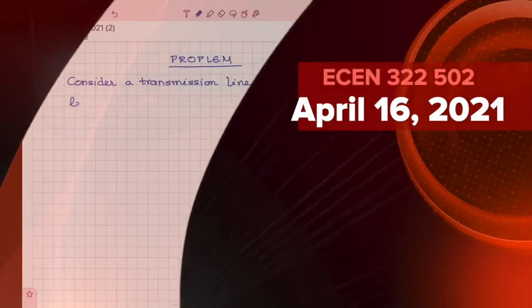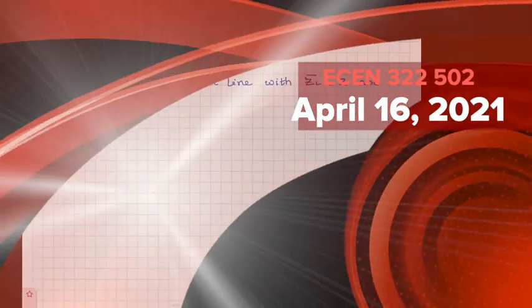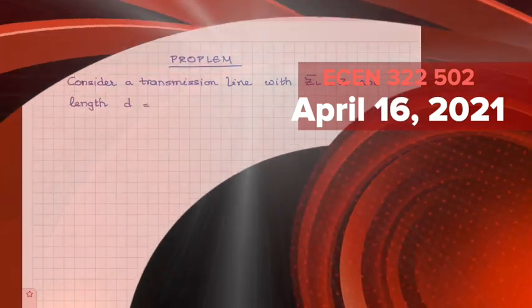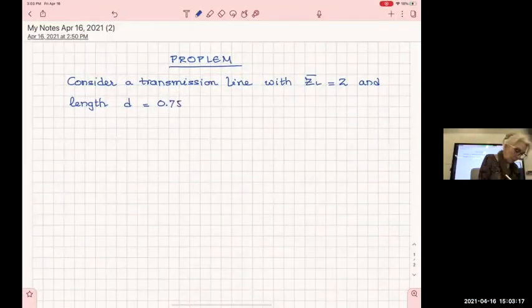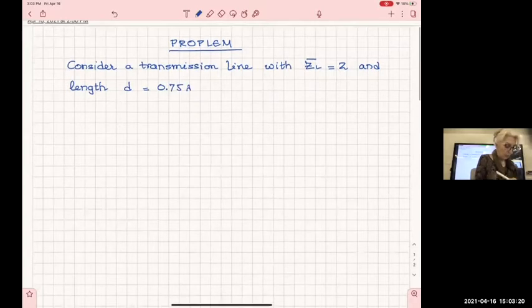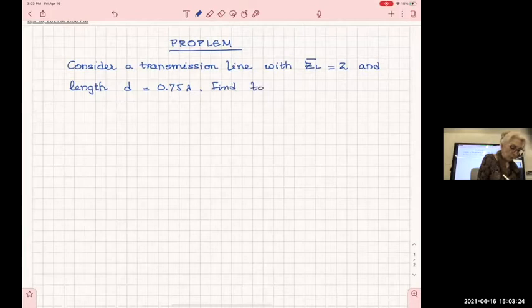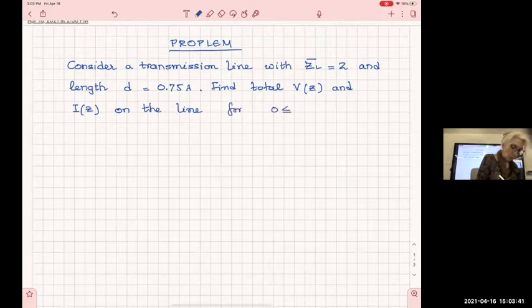and length d equal 0.75 lambda. So find total V of z and I of z on the line for 0 less or equal to z less or equal to d.